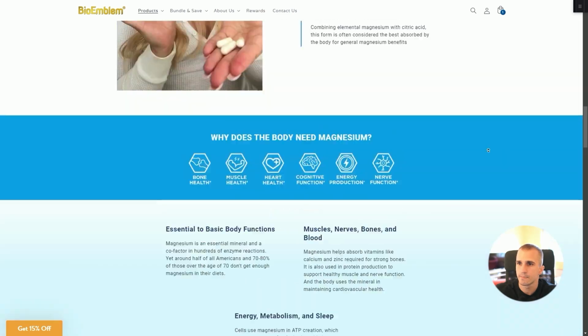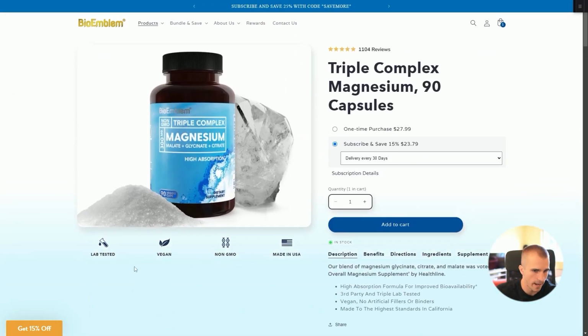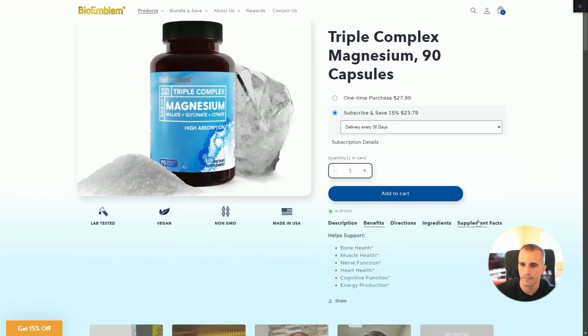The next thing that this product page lacks is what is the shipping time of this product. They have everything, but they don't have what's the shipping time on the product page.